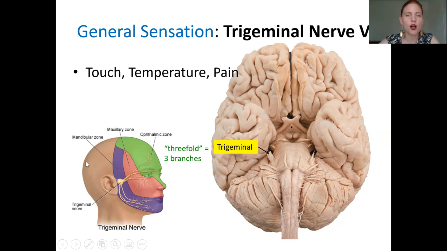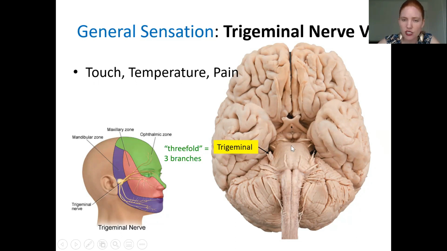So if you're talking about the general sensation of the facial area, which has a lot of sensory neurons in it, that's going to be covered by the trigeminal nerve. And the trigeminal nerve is called that because it has 3 branches. So it has one big trigeminal nerve. That's the really, really big one right here.